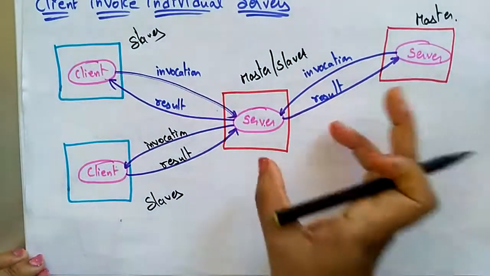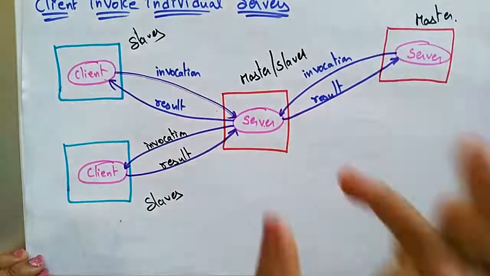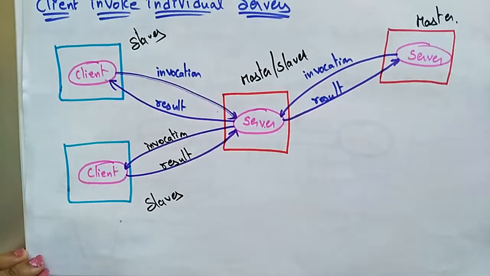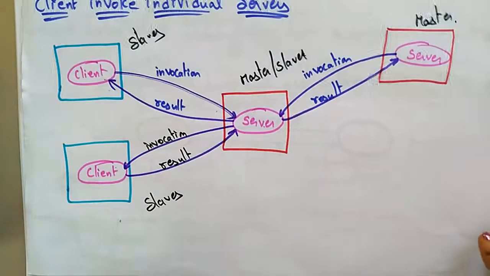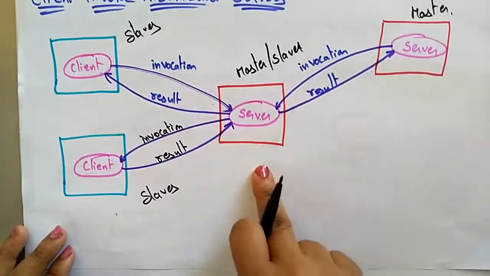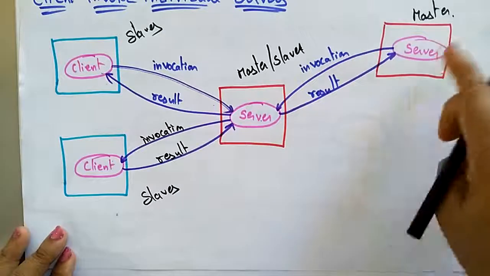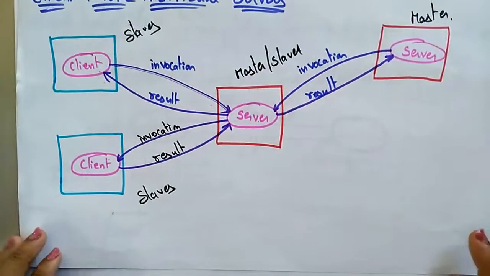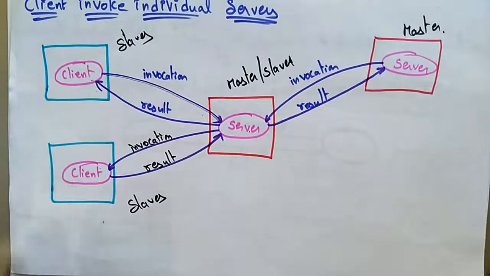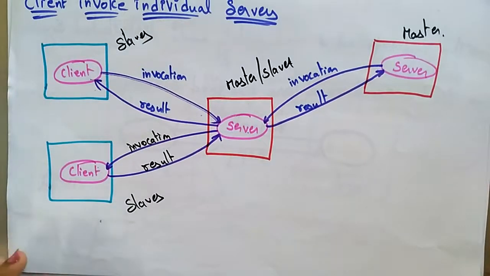So in client server architecture, systems can act as a server as well as clients based on the requirement. Here this server is acting as master for these clients and it is acting as a slave for this server. So this is about the client server architecture in distributed systems. Thank you.